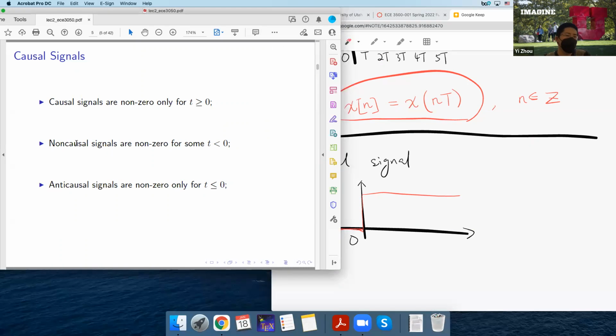Once we have this definition, the non-causal signals are those that are not causal. That means they violate the definition of causal signals. So if the signal is non-causal, there must be some signal that exists in the negative part.